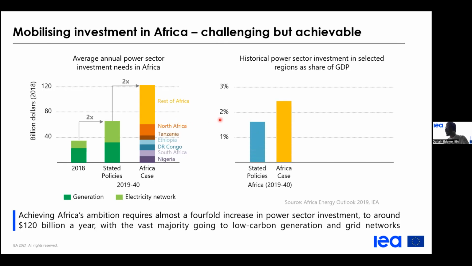The question now is, is this level of investment mobilization possible? And in order to answer that, we looked at the historical power sector investment in selected regions as share of GDP. So here you can see these investments on the left charts. Here we are talking about the stated policies scenario, and here we are talking about the Africa case scenario. Those two levels of investment, so more or less $70 billion a year.